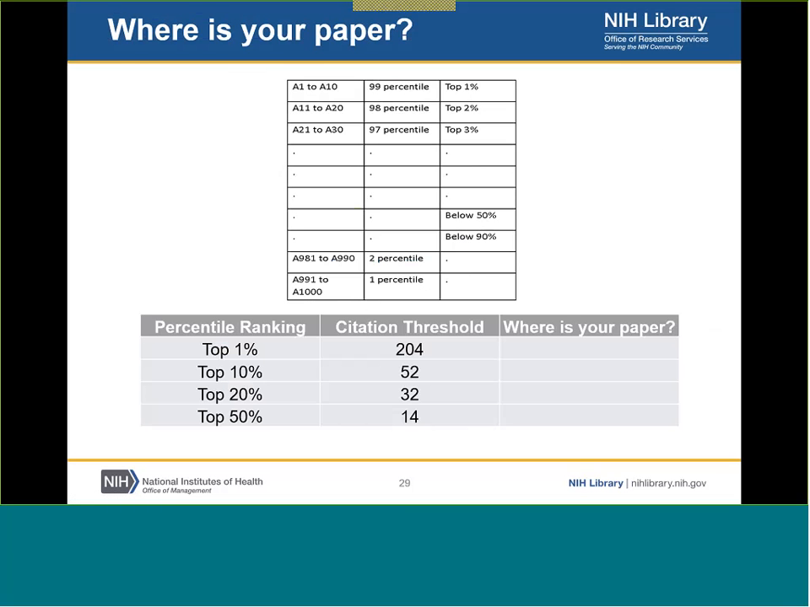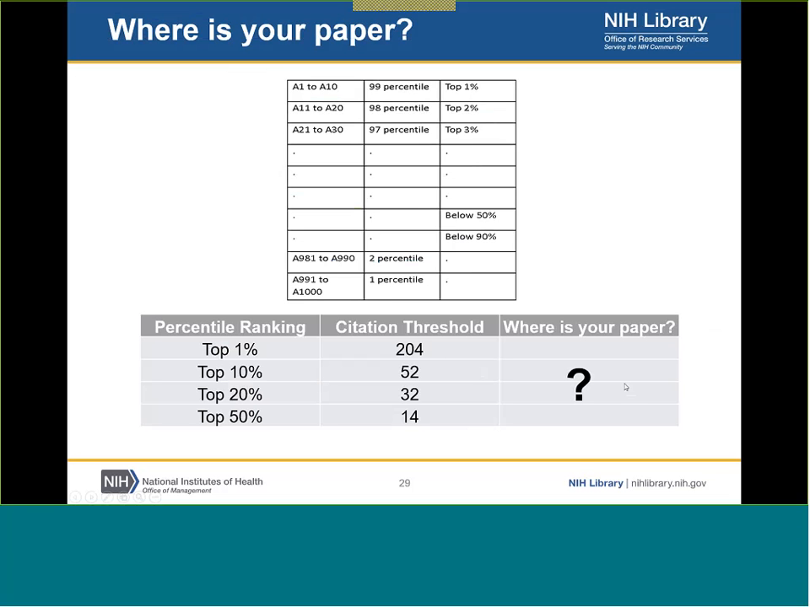Say for example, here we know that from Article 1 to 10, this is the top 1%, and from Article 11 to 20, it is the top 2%, in the case that we have only 1,000 papers. So this is how we can do the calculation. And if you found that for the top 1%, the lowest threshold is 204, and for the top 10%, the lowest is 52, things like that. This is just an example. I made it up.